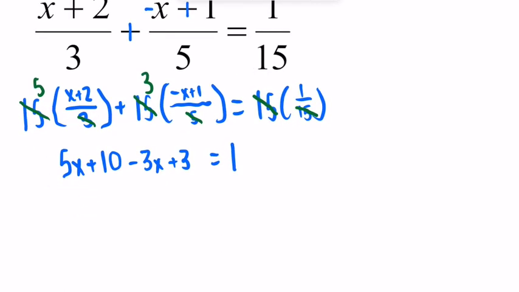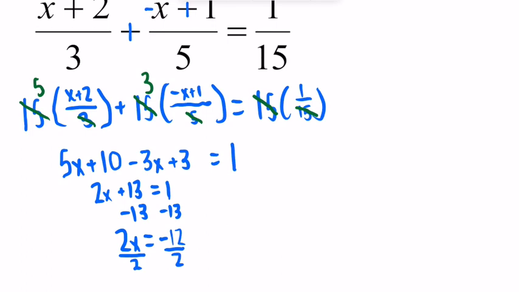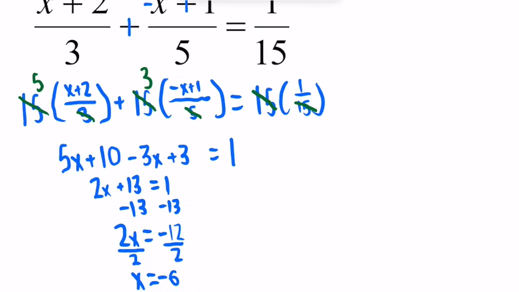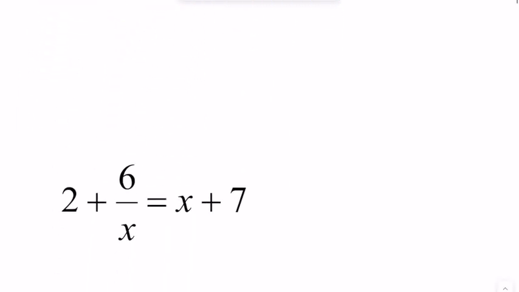Here we combine like terms. 5x minus 3x is 2x. 10 plus 3 is 13. So we have 2x plus 13 equals 1. Then we subtract 13 from both sides, leaving us with 2x equals negative 12. And then finally we divide both sides by 2, and we're left with a solution of x equals negative 6. Let's take a look at our next equation.